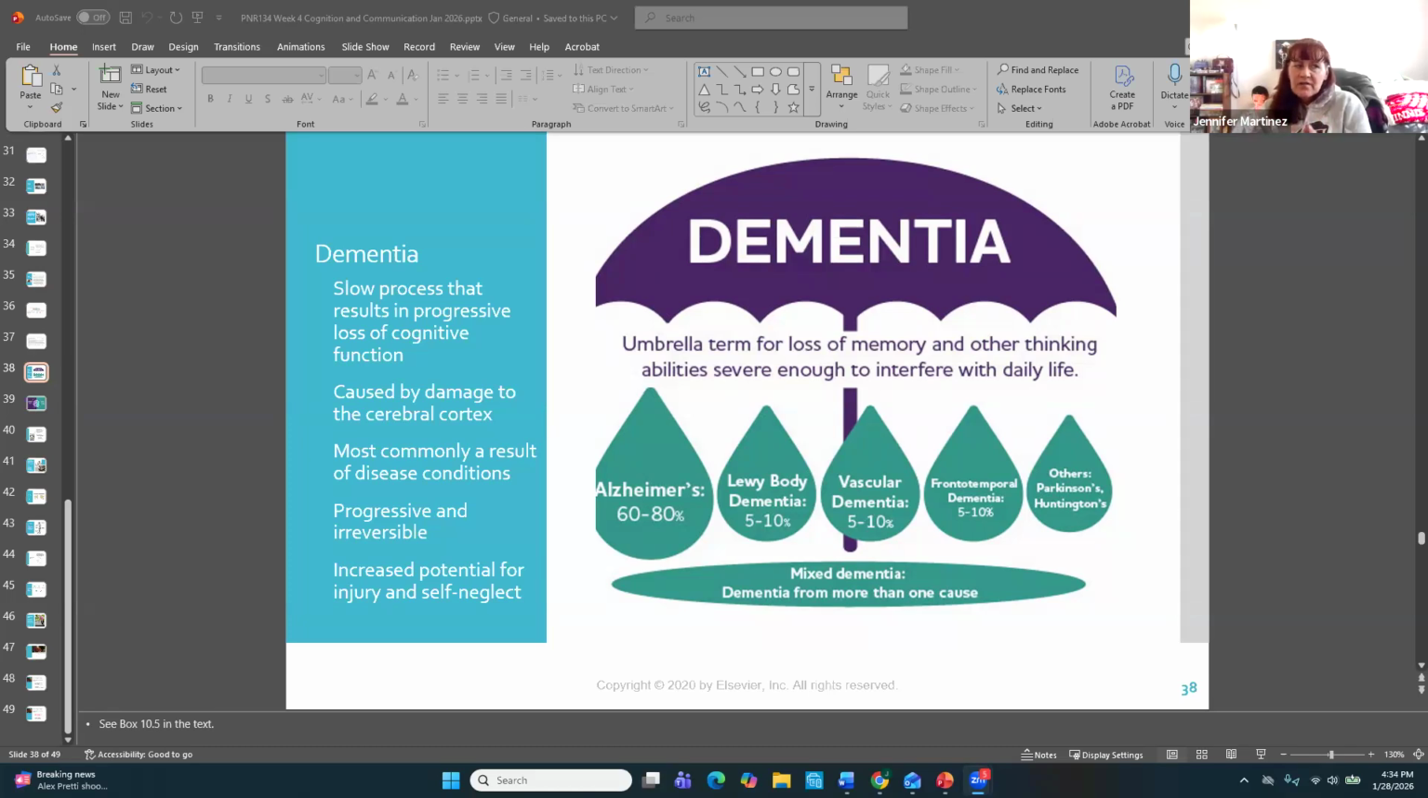Dementia is an umbrella term, and we can break that down into the individual types of dementia that fall under it. So your Alzheimer's, your Lewy body, your vascular, there's frontotemporal, and others like Parkinson's and Huntington's that can also cause dementia. Alzheimer's is the most common form of dementia that you will see, anywhere between 60 and 80% of all dementia.